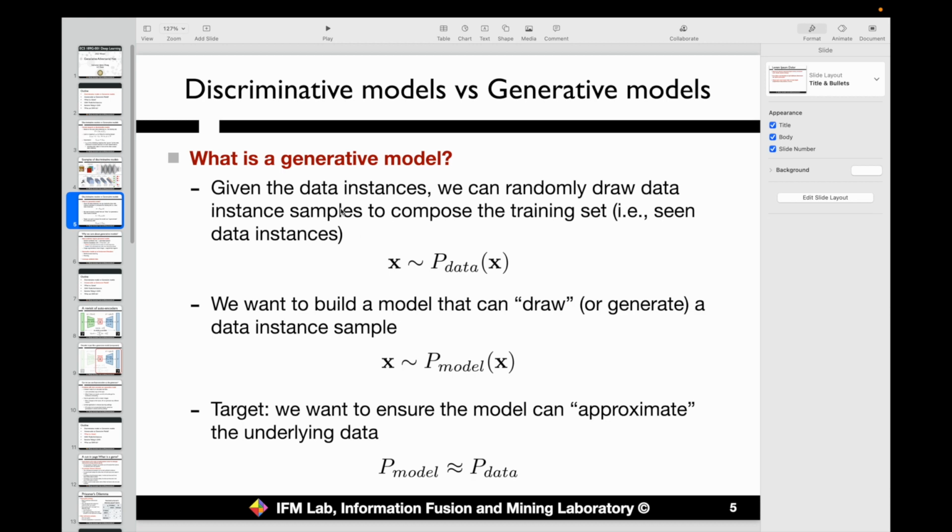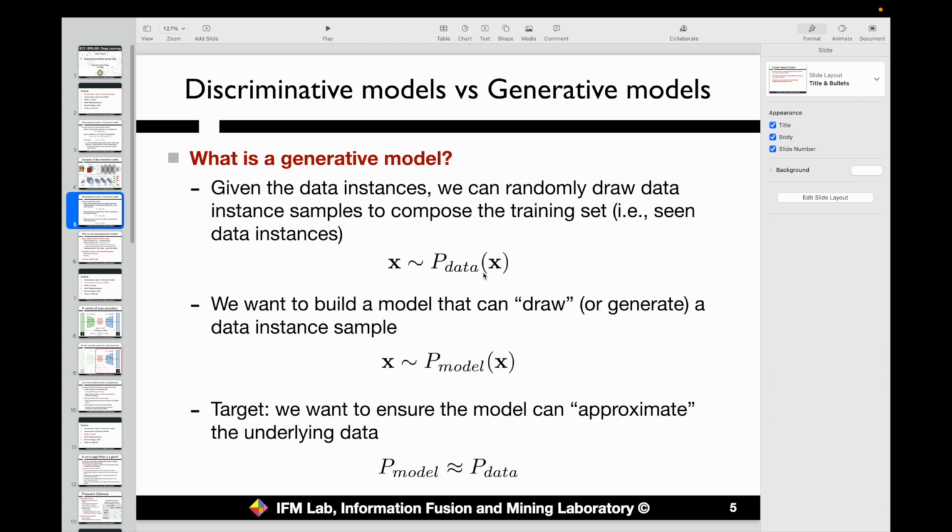So given the global pool of all the instances covering all the seen and unseen data instances, we can randomly join some data instance samples to compose the training set, the seen or observed data instances. Right, and the join process will be following some distribution, not following the true data distribution. Right, this is the way we can compose the training set.